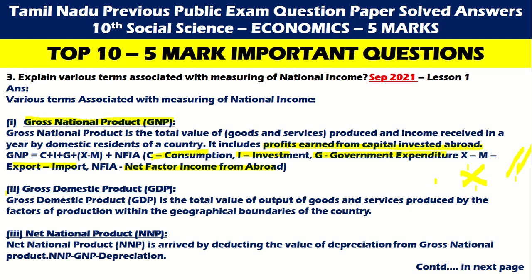So then we move to gross domestic product. Gross domestic product is the value of total output of goods and services produced by the factors of production within the geographical boundaries of the country. GDP is the total value of output of goods and services produced by the factors of production within the geographical boundaries of the country. NNP, net national product, is arrived by deducting the value of depreciation from gross national product, that is NNP equals GNP minus depreciation.